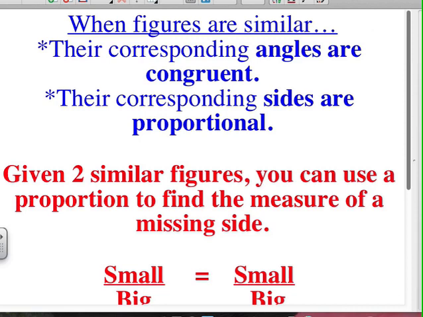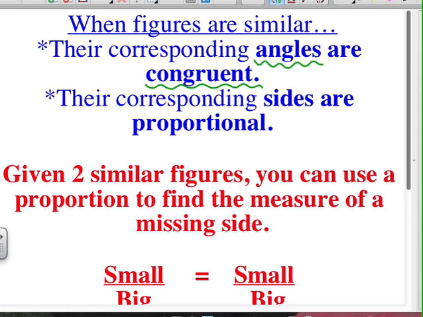Okay, so you should definitely write this down. This is really, really important stuff. When figures are similar, you need to remember this: their corresponding angles are congruent. So the angles that match up from one shape to another, those angles have to be equal to each other. So if angle A on the small triangle matches angle D on the big triangle, if they're corresponding, they need to have the exact same degrees, the exact same measurement. They are congruent.